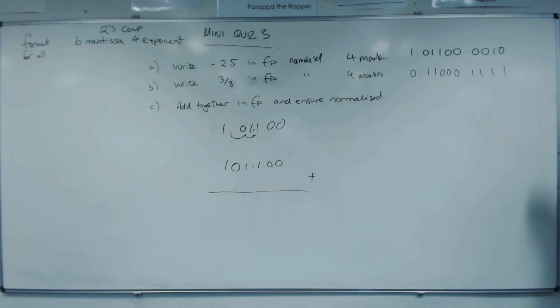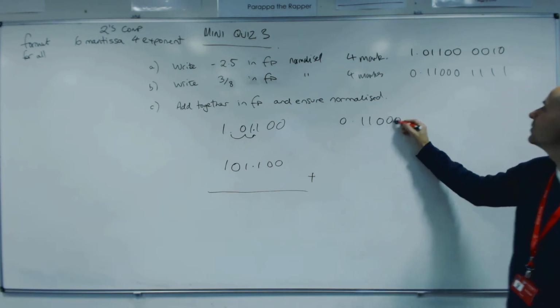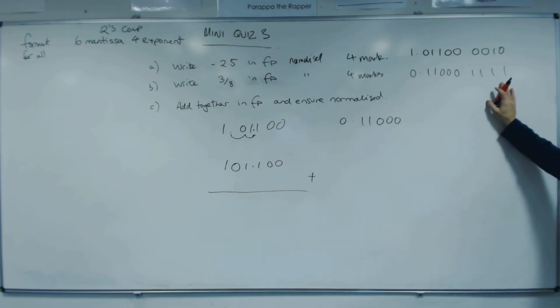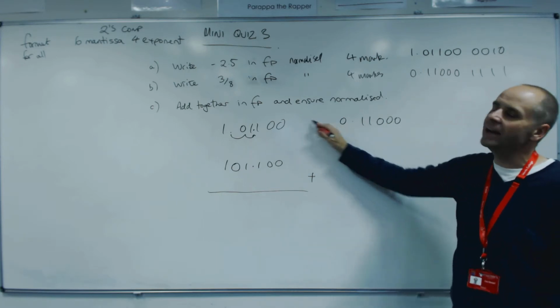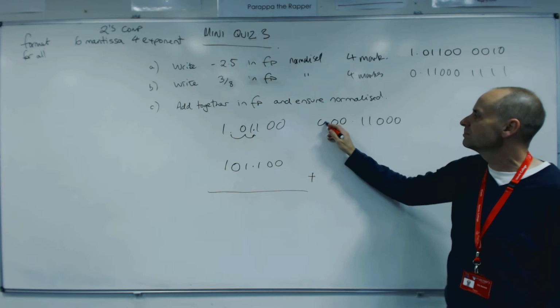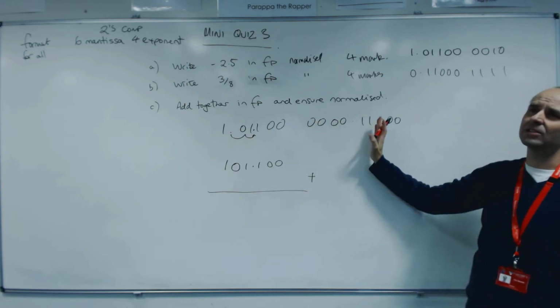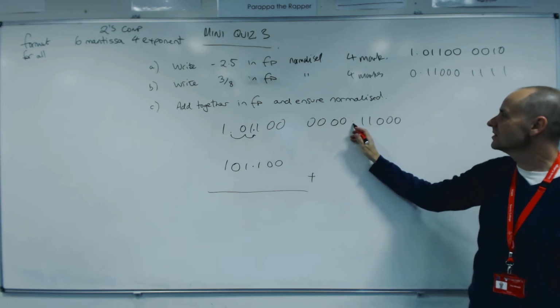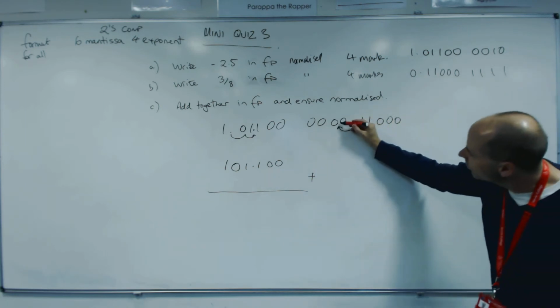Right, the other number, we had 0.11000. This one's got to get smaller, so the binary point has got to go that way when we normalise. We haven't got anything else, so we need to pad out. Just put some zeros in there, so that we remember that's called sign extending, so that's just extending the sign bit, just copying it, duplicating it. So it's going to go there.